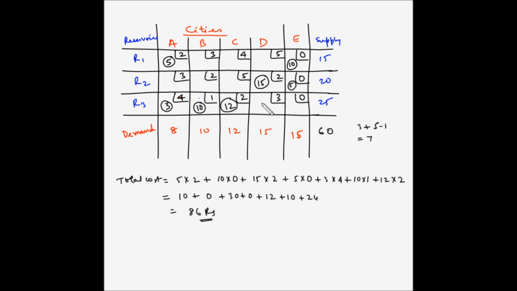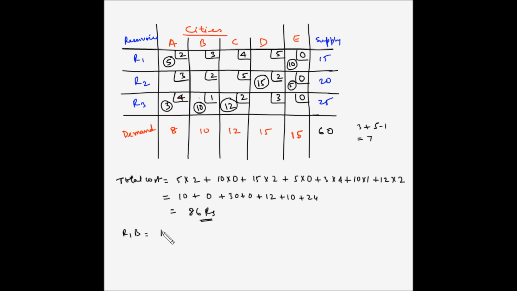So let's now proceed with the optimality test using the stepping stone method. Again, in the optimality test, we have to evaluate each and every water square to find out if it has a potential to give us more savings. The first water square is R1B. Let's form a closed loop for R1B. The closed loop can be R1B to R3B to R3A to R1A and then back to R1B.